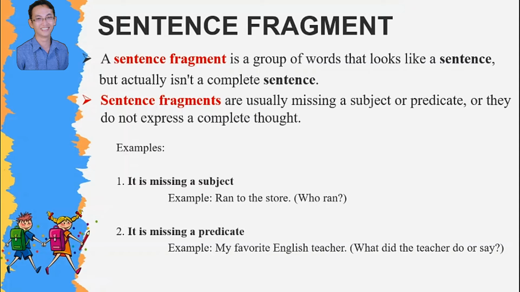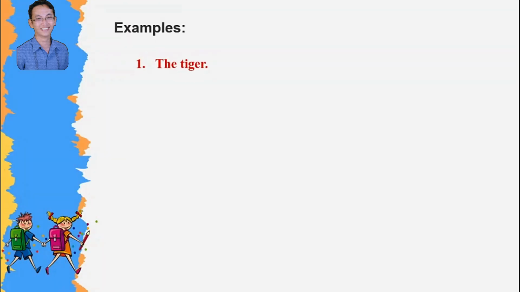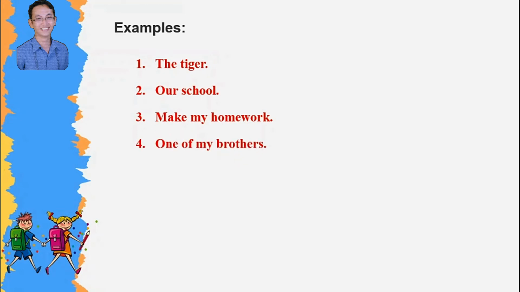Let me give you more examples. The tiger. It doesn't have a predicate. Our school. The same thing, it doesn't have a predicate. Number 3. Make my homework. It doesn't have a subject. Number 4. One of my brothers. It doesn't have a predicate. Walk across the lane. It doesn't have a subject.